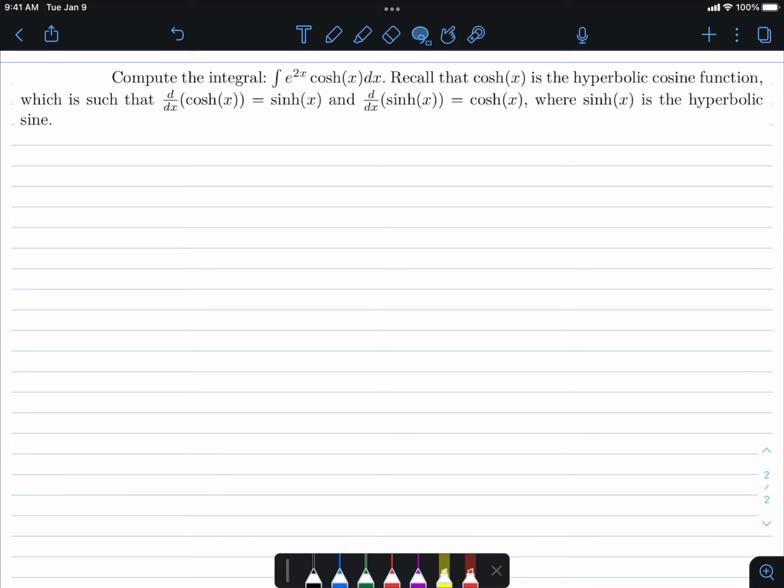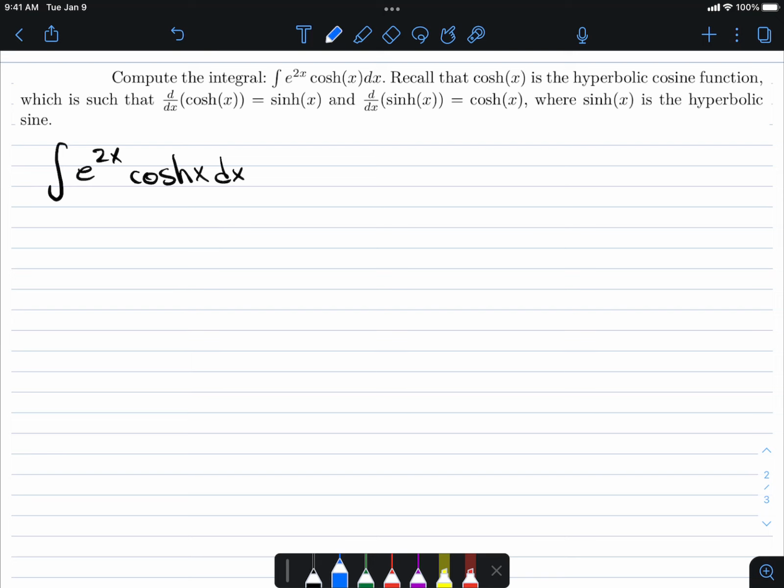Alright, let's also solve this other integral here. And to clear it up, we're solving the integral of e to the 2x times cosh, the hyperbolic cosine of x, dx. If you do not know what the hyperbolic cosine is, that's not a big deal. You can easily search that and find out what it is.